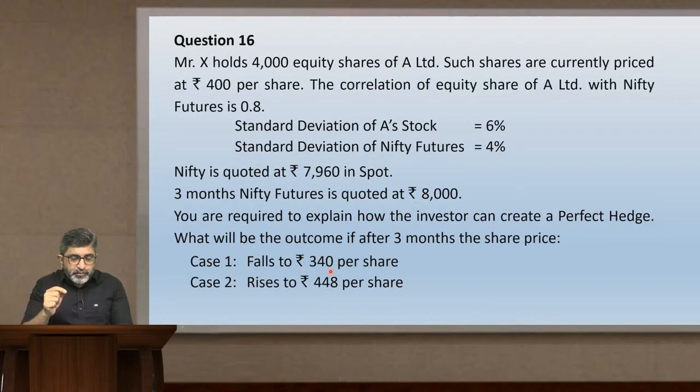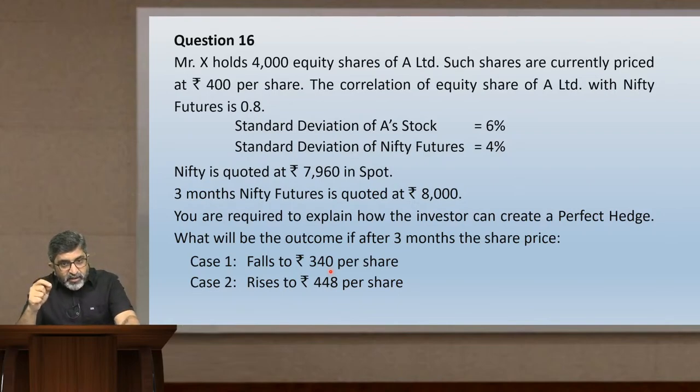That 60 is the decline in the share price. I would want to know the percentage reduction in the share price. The percentage reduction will be 60 divided by 400, into 100 percent. It is a 15% decline in the stock price. Now, guys, please understand, what was the value of beta? Beta value in this case was 1.2. Here, the meaning and interpretation of beta is very important.